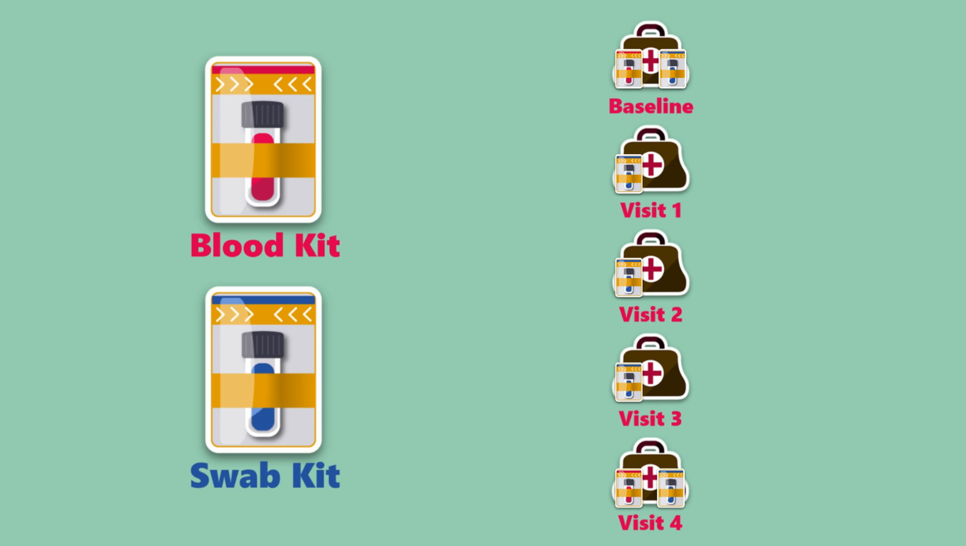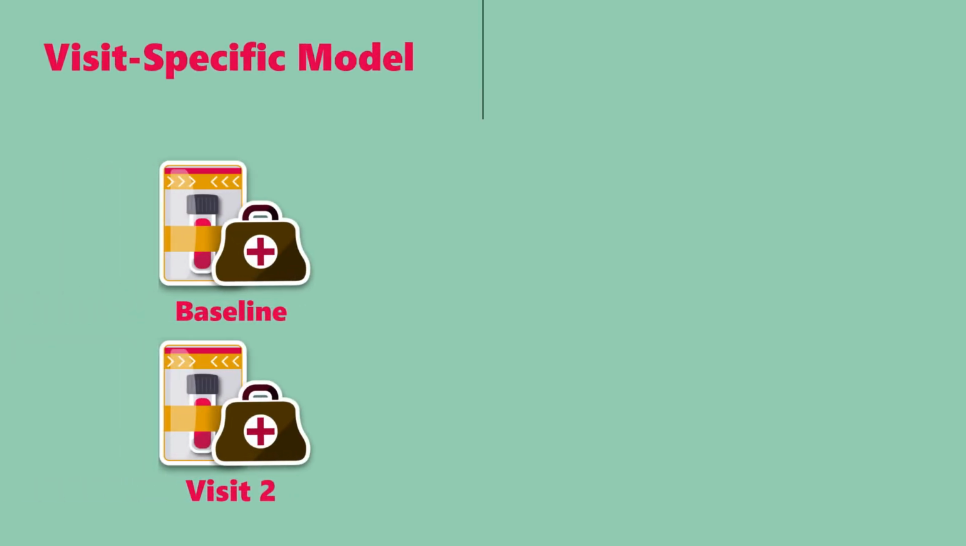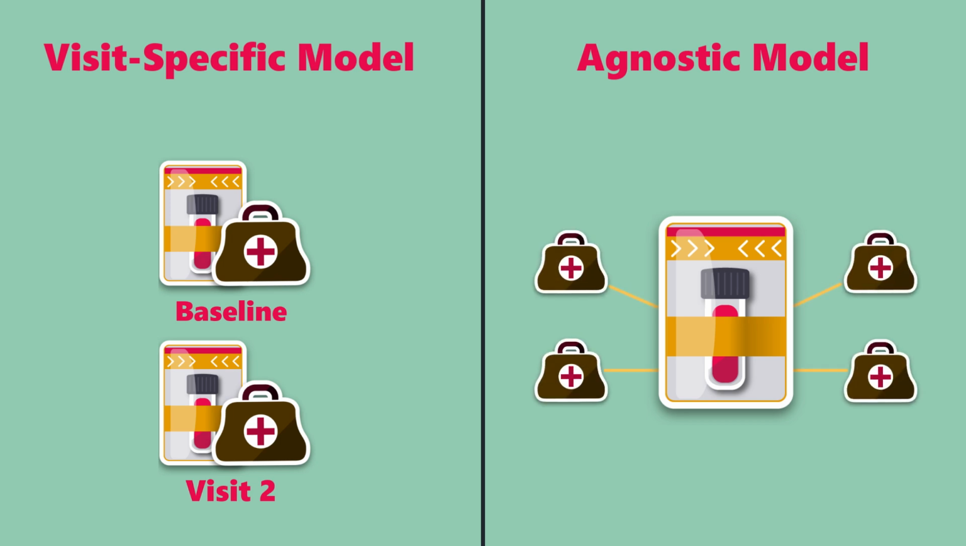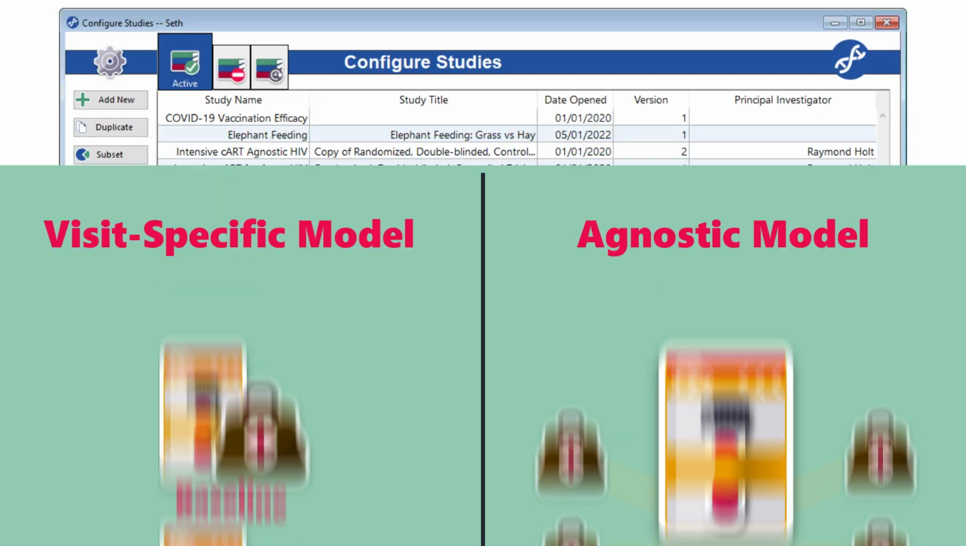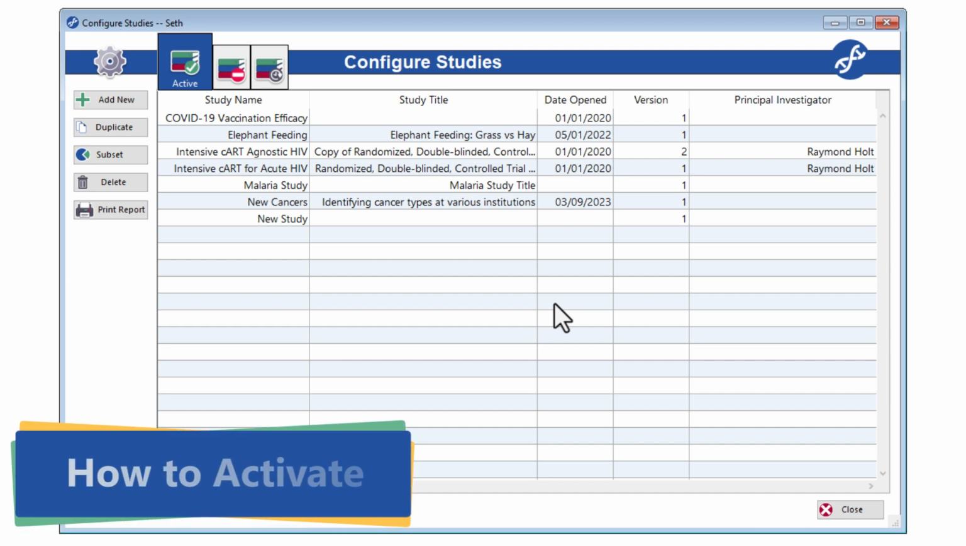The key difference between the standard visit-specific model and the agnostic model is simple. In the standard model, each visit has its own kit, while in the agnostic model, kits are a separate entity and assigned to visits as needed. That's a fantastic way to save time and headaches, right? So how do we turn it on?